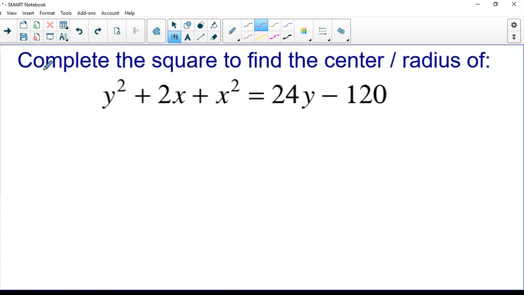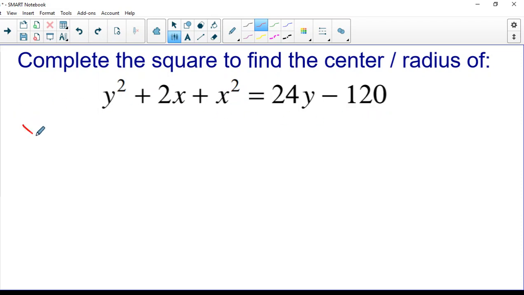So here's an example. It says complete the square to find the center and radius of this equation. Really, the first thing we want to do here is just clean it up, organize everything just to make it a little bit less scary to work on. So what I'm going to do is rearrange, get all my x's in one place, all my y's in one place, and this constant, this number by itself. All right, so I'm just going to rewrite this.